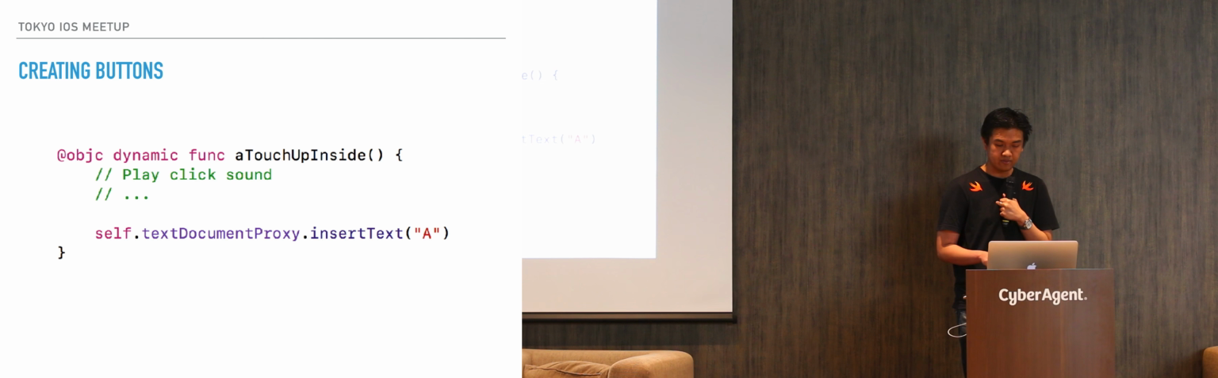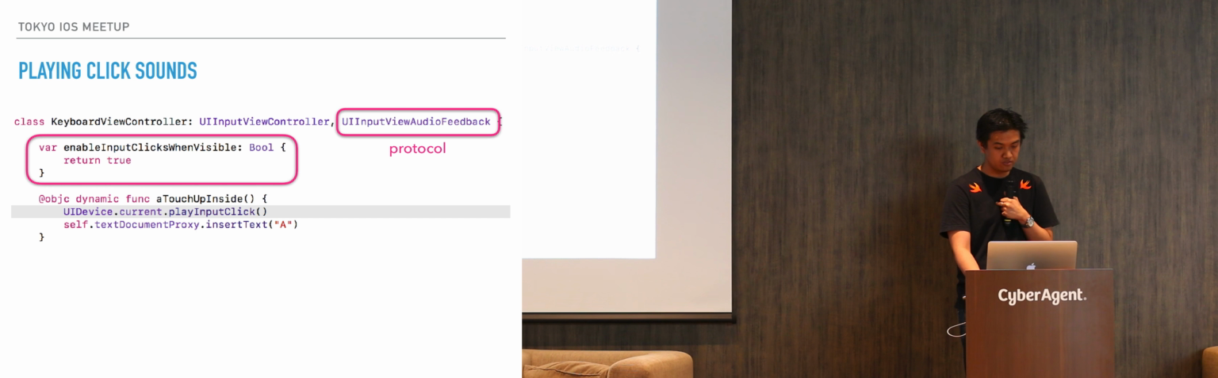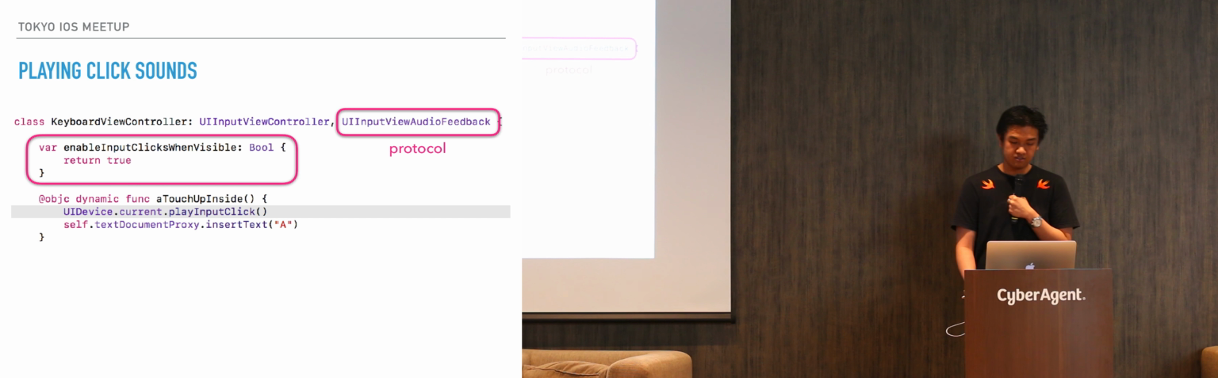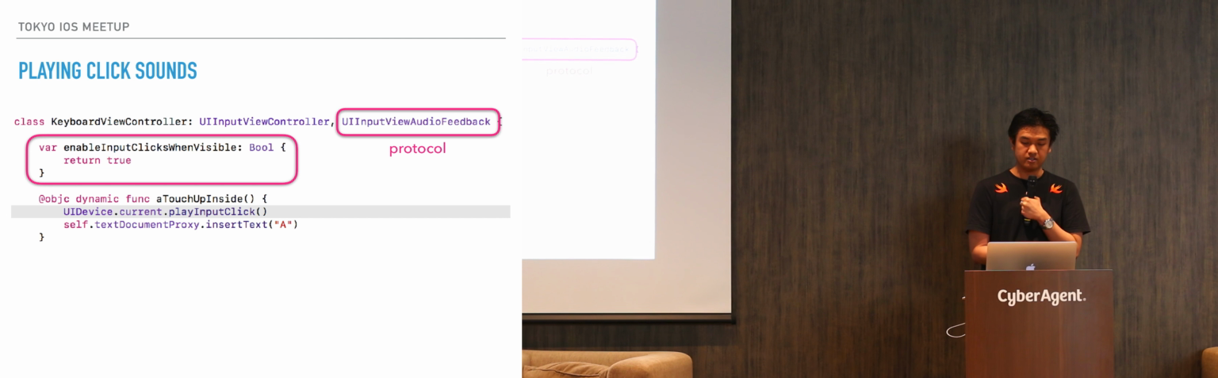So usually when you type a character, you want to play a sound, right? To play a sound, you need to implement UI input view audio feedback. You need to return true from this enable input clicks when visible property. If you implement that, you can use the UI device current play input click method. If you don't implement the audio feedback protocol, it won't play any sound, even if you call the play input click.